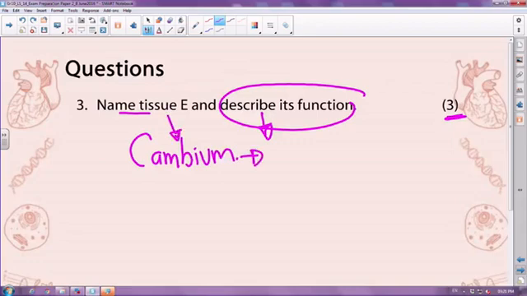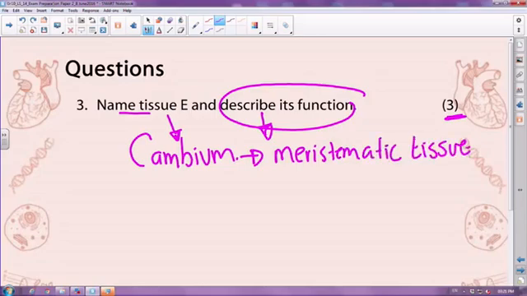Now, what does cambium do? If you can remember, cambium is meristematic tissue. What does that mean? It can divide by mitosis.